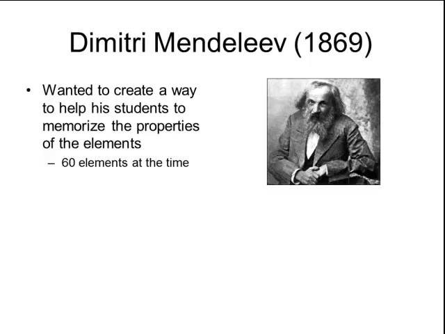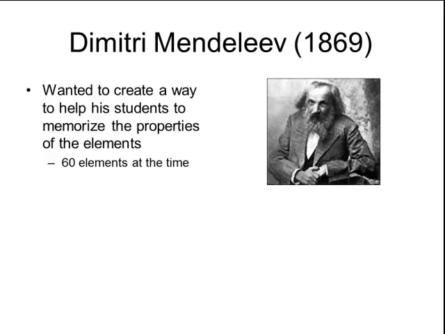By the late 1800s, there was a Russian chemistry teacher by the name of Dmitry Mendeleev who wanted to create a way to help his students memorize the properties of the elements. By this time, there were about 60 different chemical elements that had been discovered, and chemists at the time just had to simply memorize their melting point, their boiling point, their density, their tendency to form compounds, their reactivity. It all had to be memorized. And so Mendeleev wanted to create a way for his students to learn these without simply memorizing them.